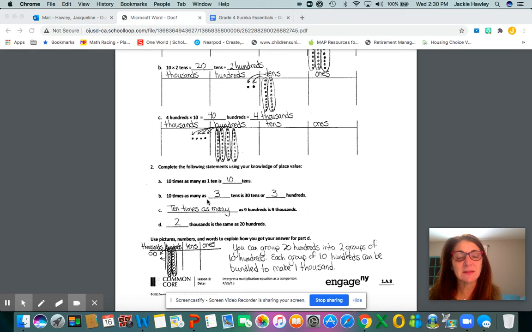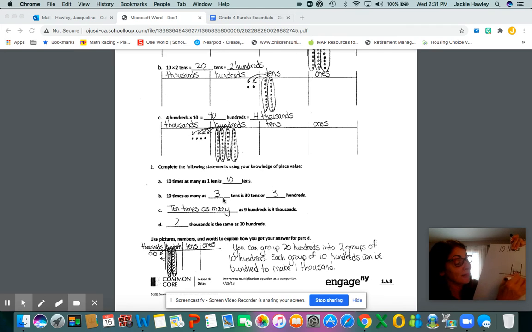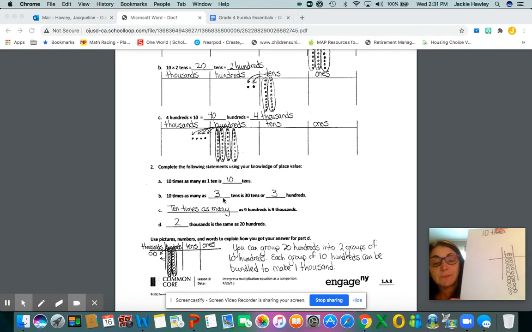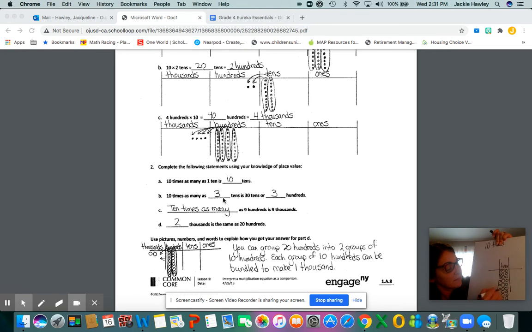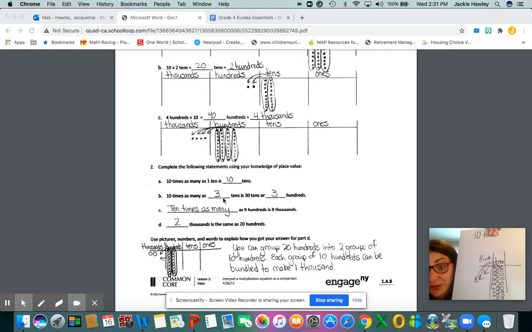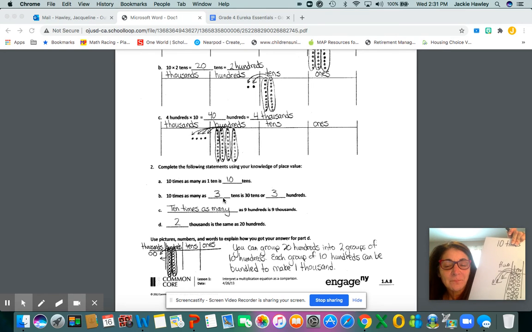10 times as many as blank tens is 30. So we know that 3 times as many would be 30, okay? And we know that if we did that 3 times, we would bundle and move to the next section, which is hundreds, okay? That's how they're getting those answers.